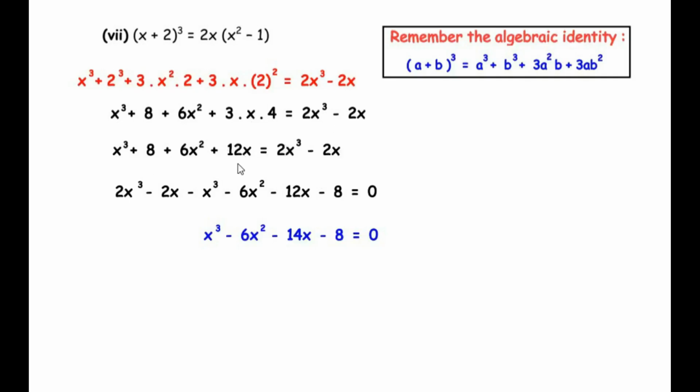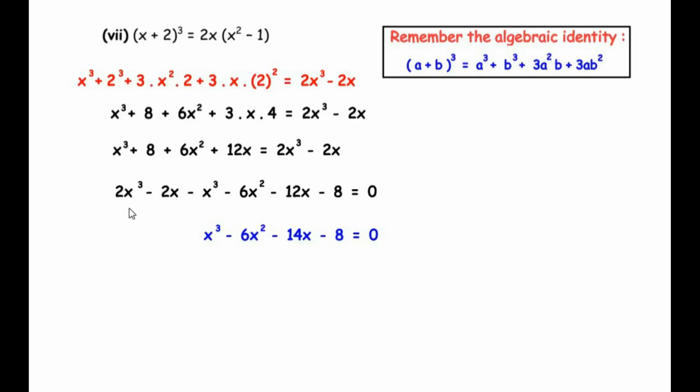Now let us take all the terms on the left hand side to the right hand side. So we get 2x³ - 2x, then + x³ becomes -x³, + 6x² becomes -6x², + 12x becomes -12x, and + 8 becomes -8 equal to 0.